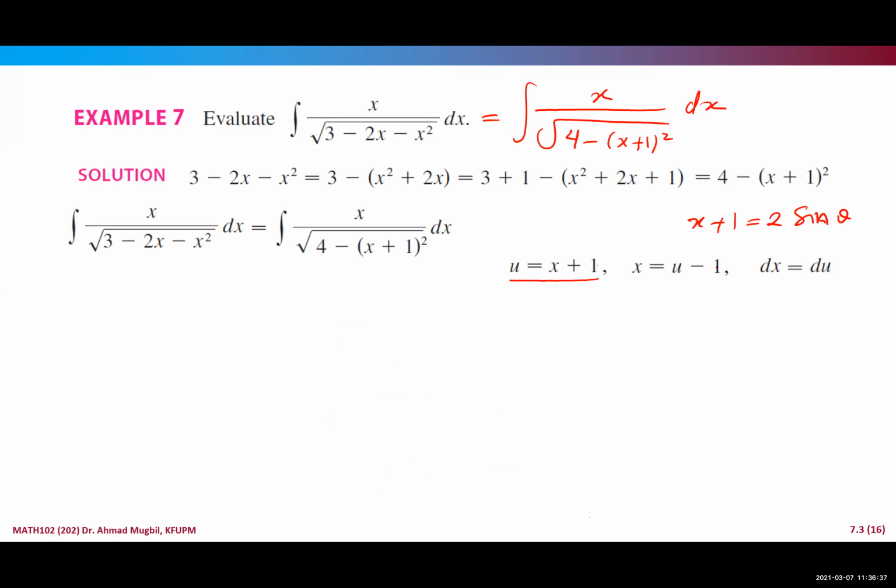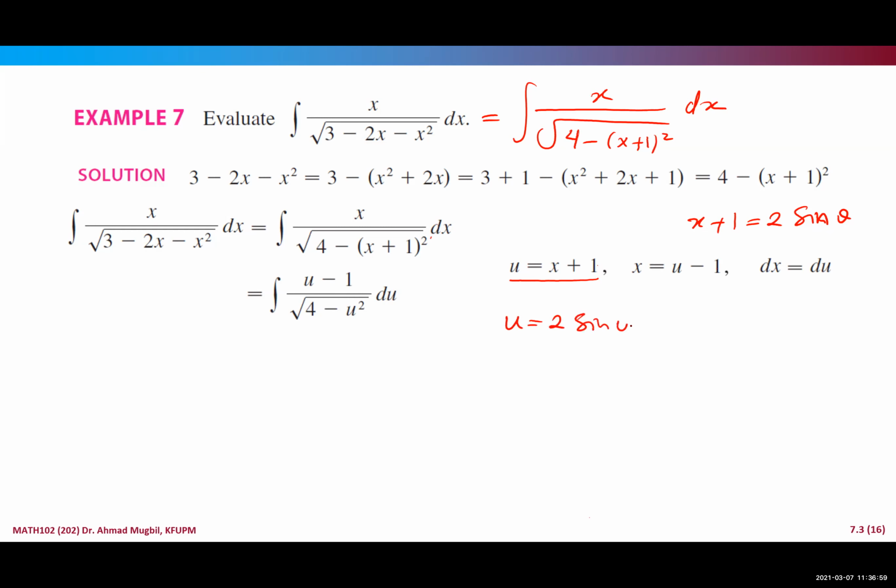Accordingly, x will be u minus 1, and dx will be the same as du. So your integral will be like this: 4 minus u squared, where x is u minus 1 and dx is du. But I believe you can do this without this substitution. Anyway, to continue, you need to put u equals what?